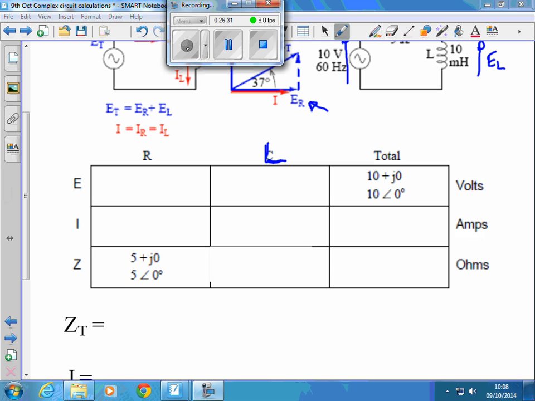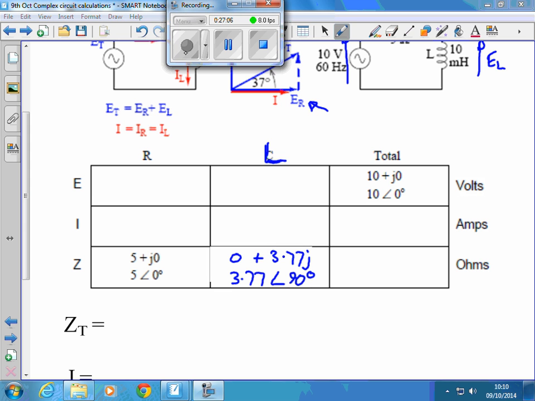So this is actually the impedance of the inductor is 3.77, naught plus 3.77 J, or 3.77 angle 90 degrees. That's how we would express that.